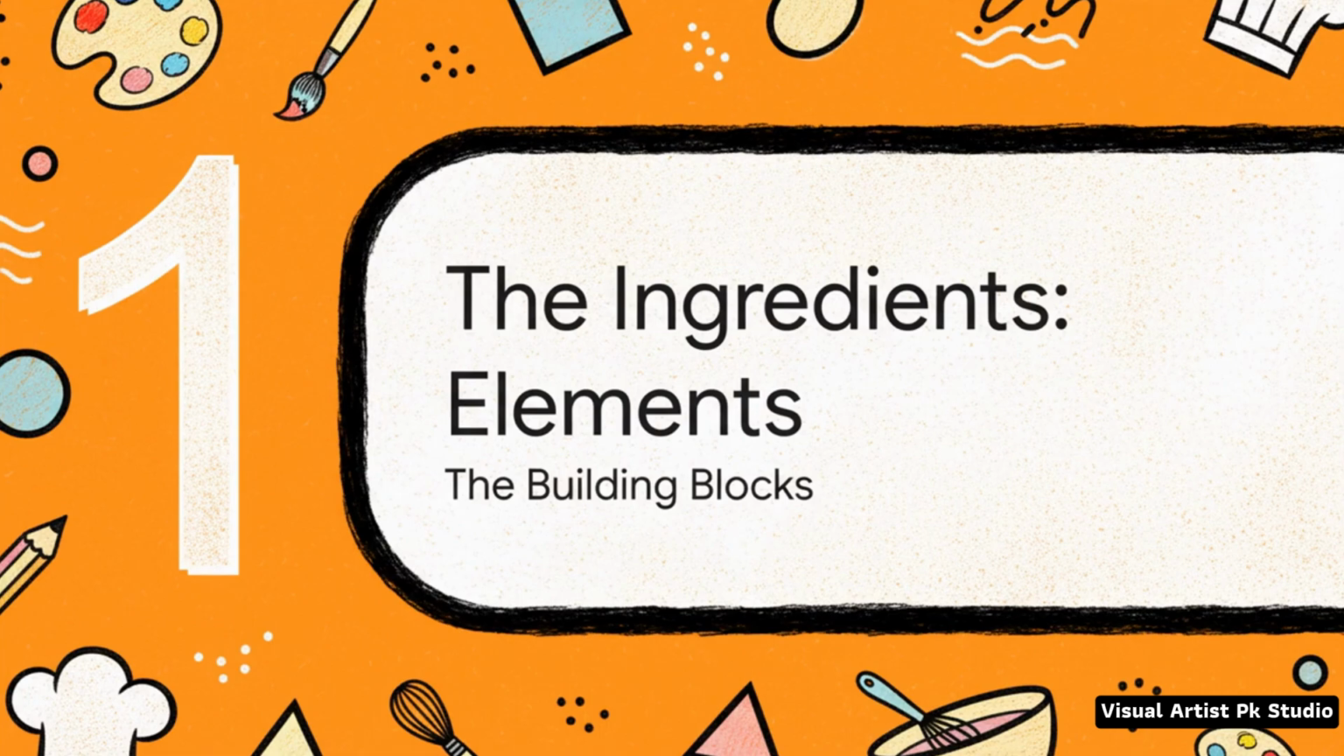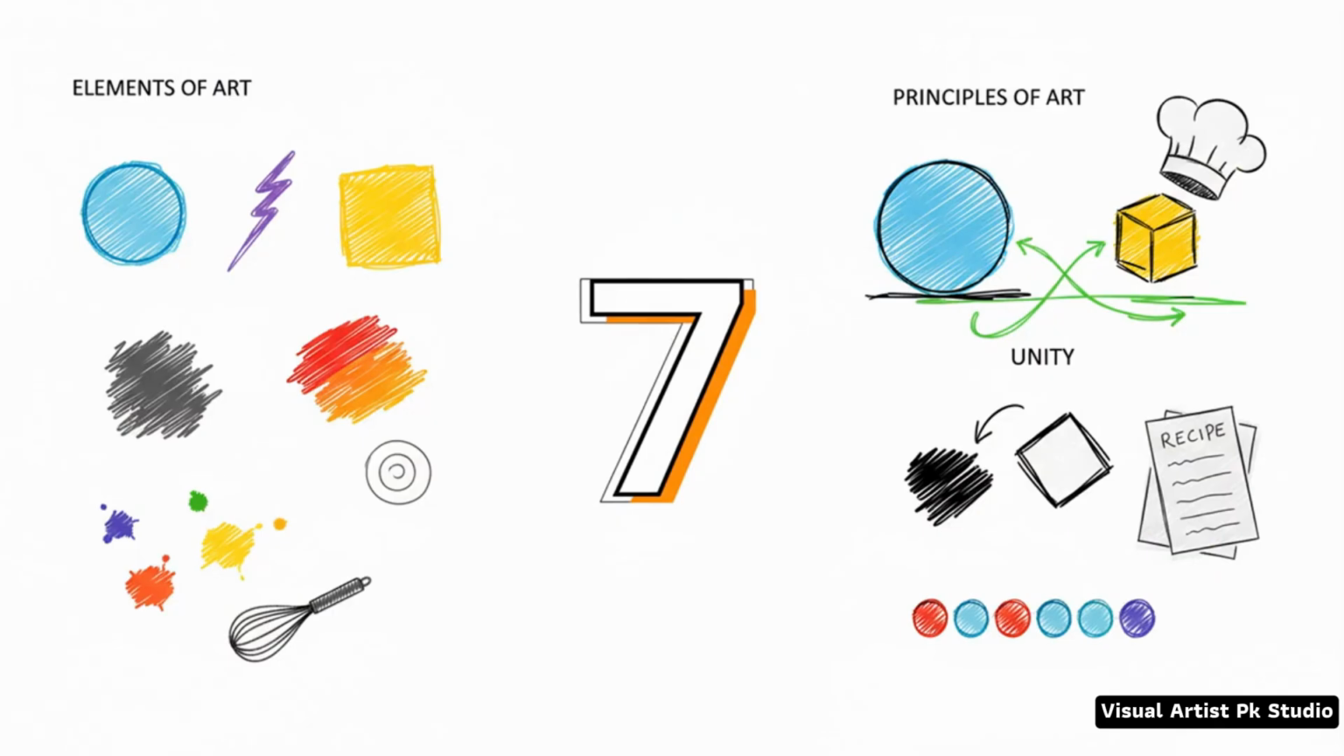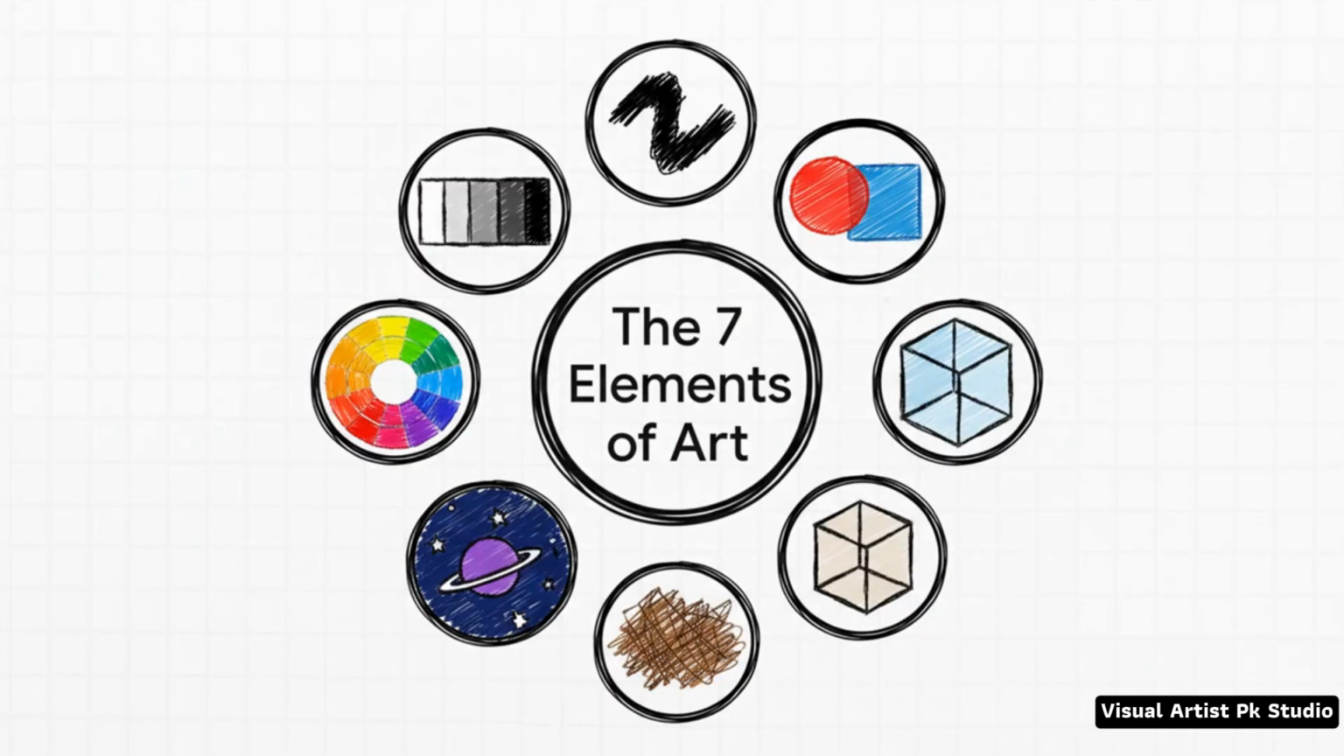The elements are the absolute fundamental building blocks. They're the raw materials that artists use to get an idea or a feeling out of their head and onto the canvas. Now, you could probably break this down in a million ways, but we're going to focus on the 7 big ones, the core elements that really form the foundation for almost all visual art. And here they are: line, shape, form, texture, space, color, and value. So let's break them down one by one.